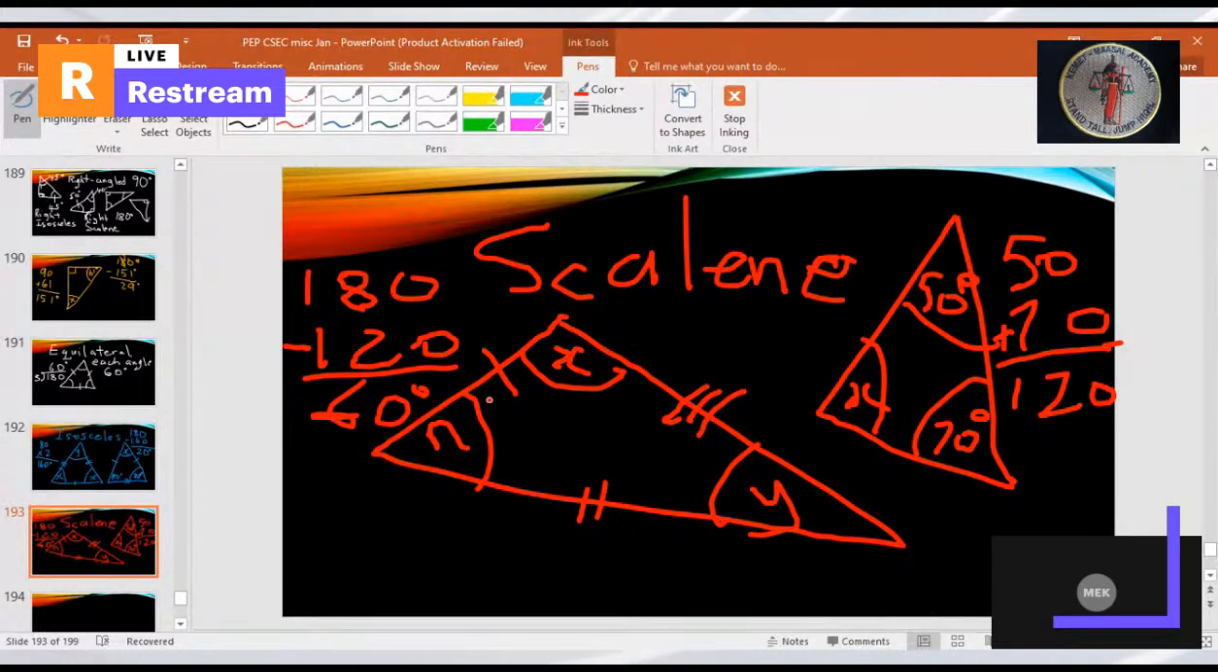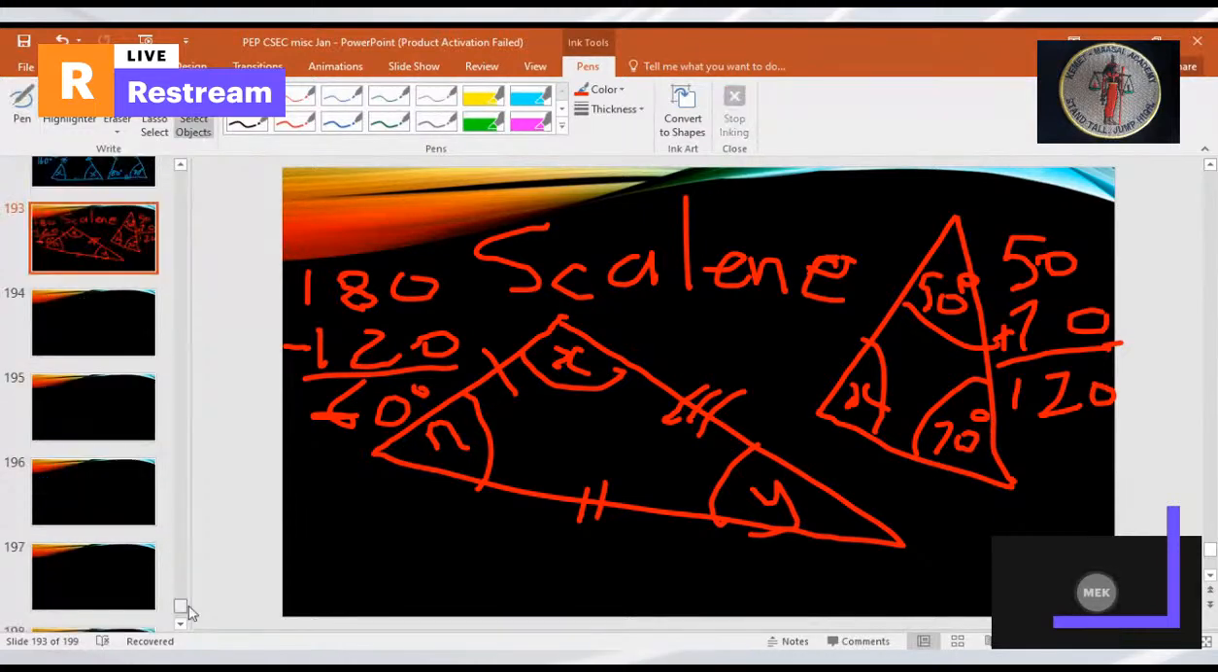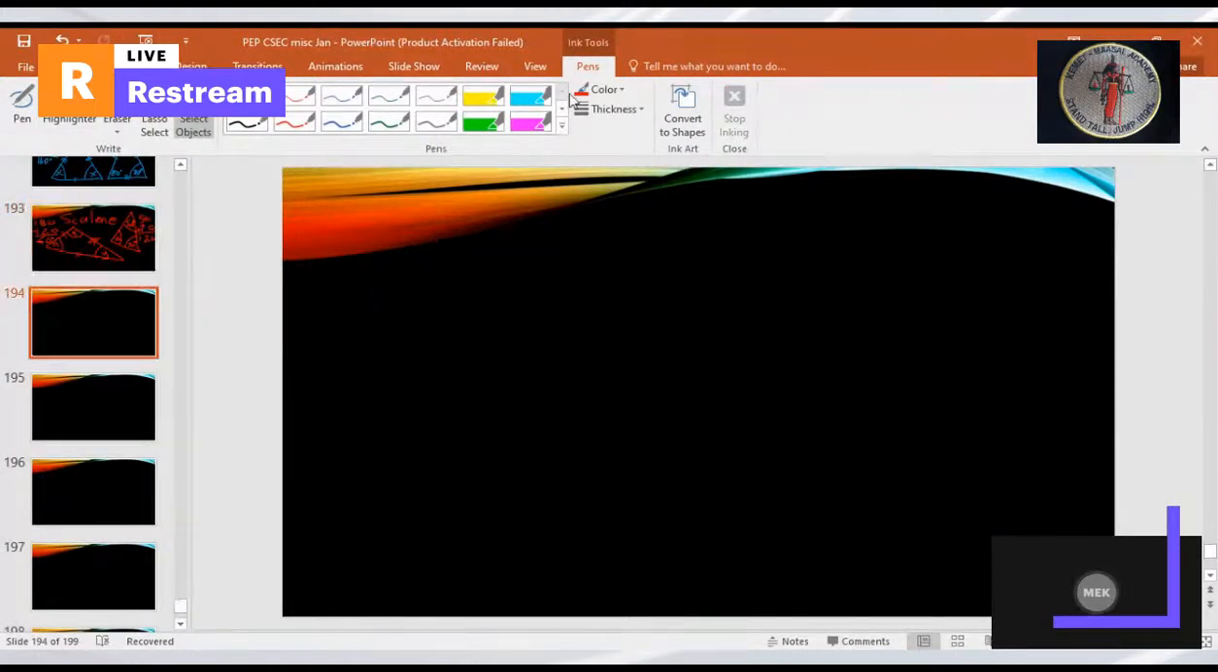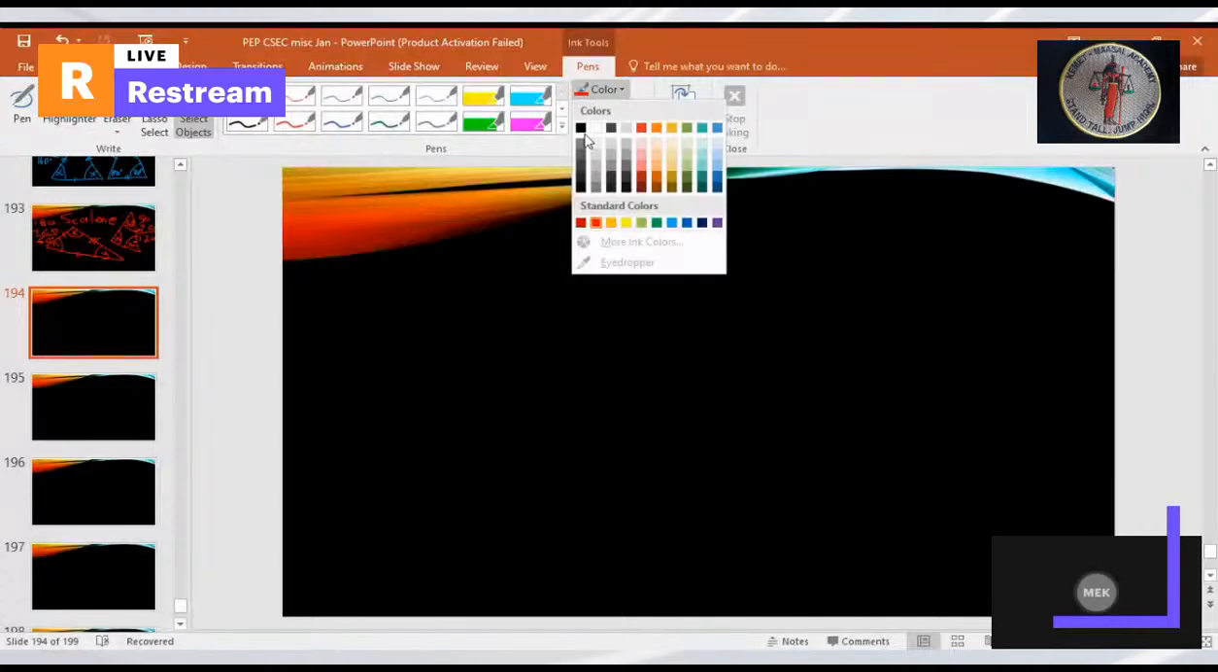All right, we have more triangles to look at. We're going to look at the acute angle triangle and the obtuse angle triangle.